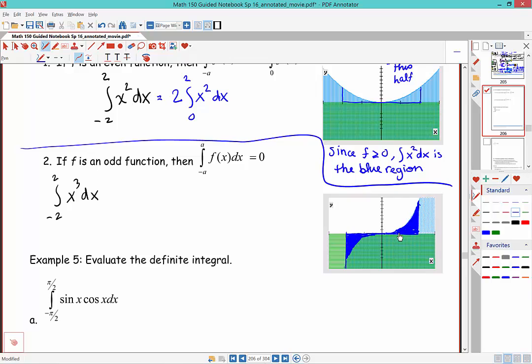So here, the blue regions zero each other out. Because here, the integral from -2 to 0 of x cubed with respect to x is less than or equal to 0. And from over here, the integral from 0 to 2 of x cubed dx is greater than or equal to 0. Okay? And they've got that symmetry. So if you have this going on and you know you have an odd function, guess what? You just get 0.